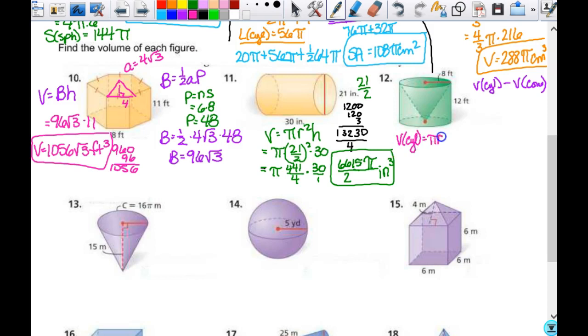That is pi r squared h, so that's pi times 8 squared times 12. 64 times 12.